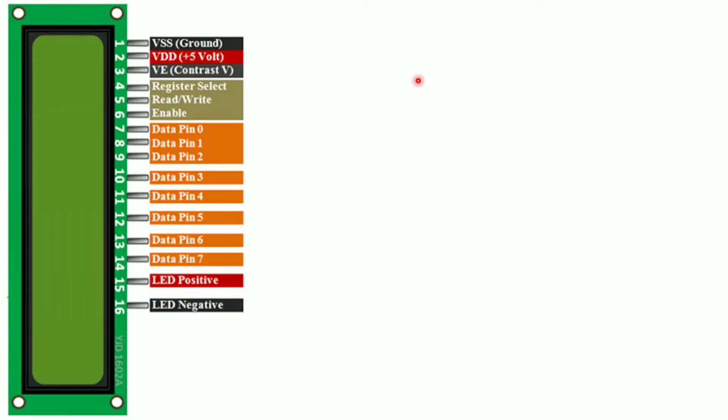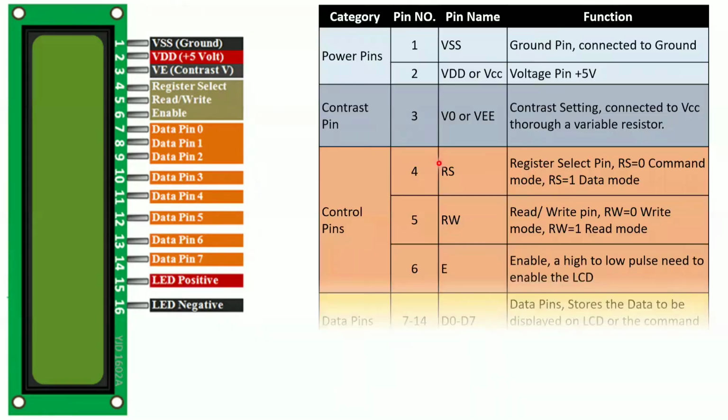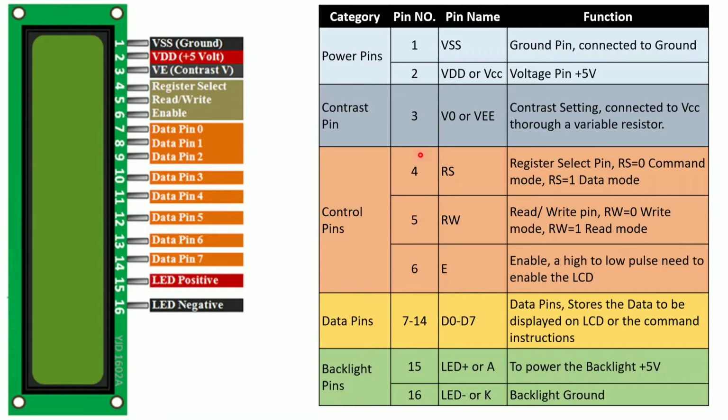Exactly. Here also, if you want to adjust the contrast of the characters of the data which you are displaying, you can use this pin, which is nothing but your VE, that is the contrast pin. I will show you what exactly it means, and how we are going to use that contrast pin to change the contrast. Okay, next one, the next 4 5 6.